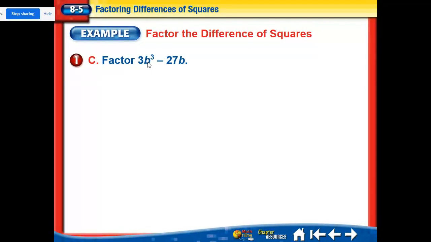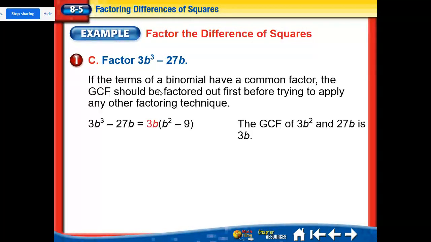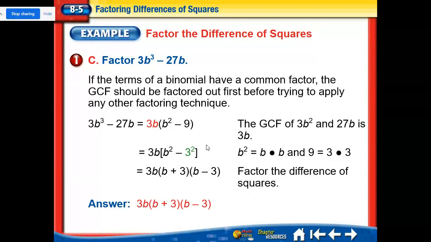Look at this one. This one cannot be square rooted. So what do we have to do here? We have to factor it first. Notice a 3 can go into each of them and a b can go in each. So we can take a 3b out and we're left with b squared minus 9. Now the square root of that is b, and the square root of this is 3. So it's b plus 3, b minus 3.